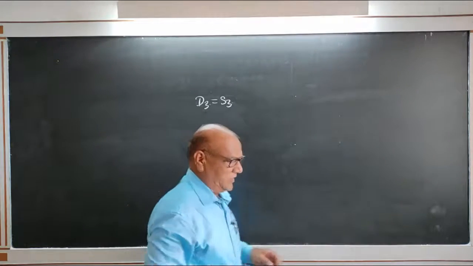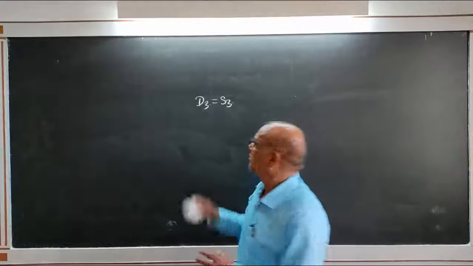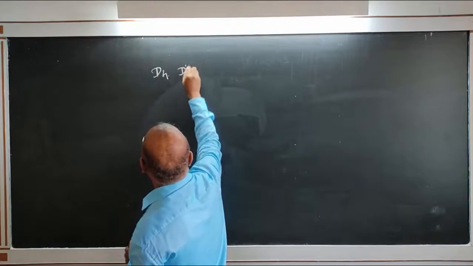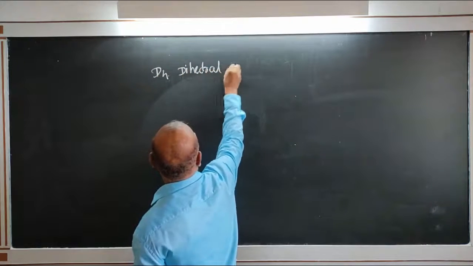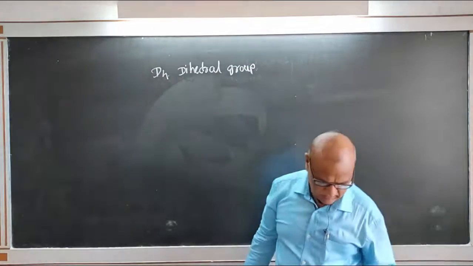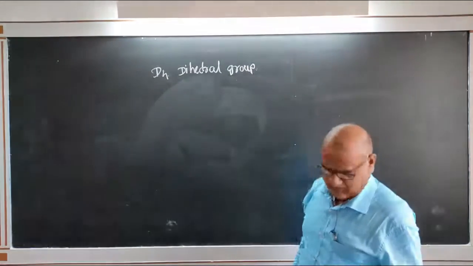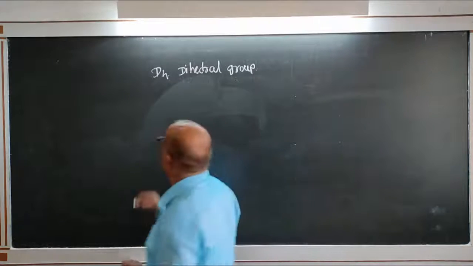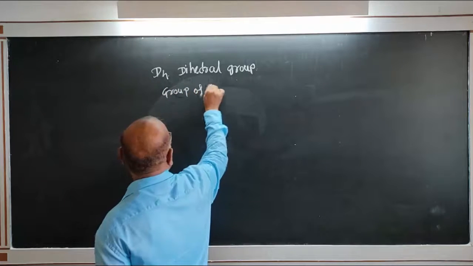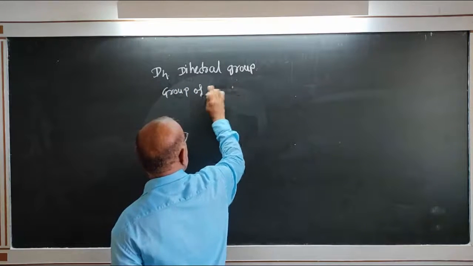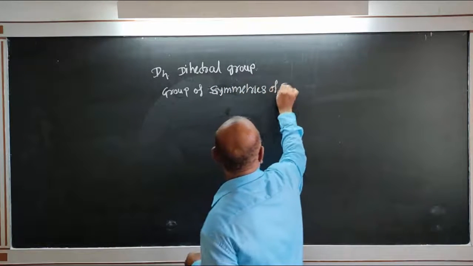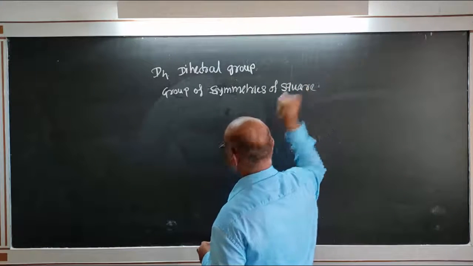Now we are going to study D4, the dihedral group. This is the group of symmetries of a square.